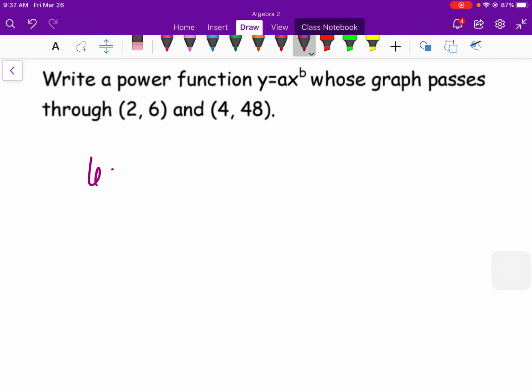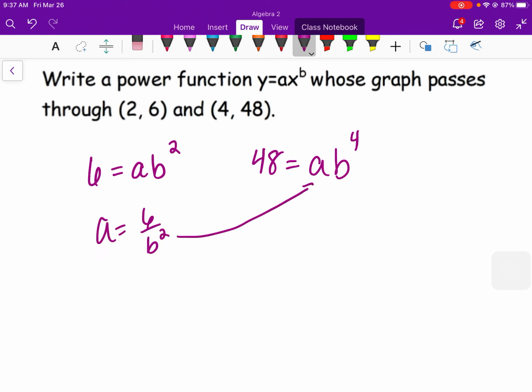This would be same thing, 6 equals ab to the second, and 48 equals ab to the fourth. And then you would solve for a, and then plug that back in over here, solve for b, and plug that back in over here, and then write your answer.